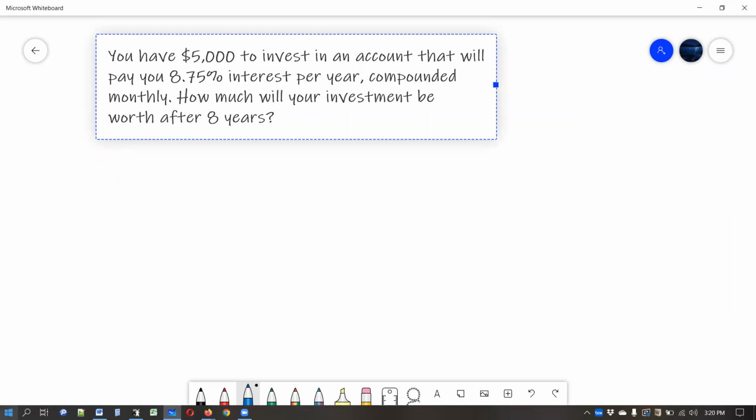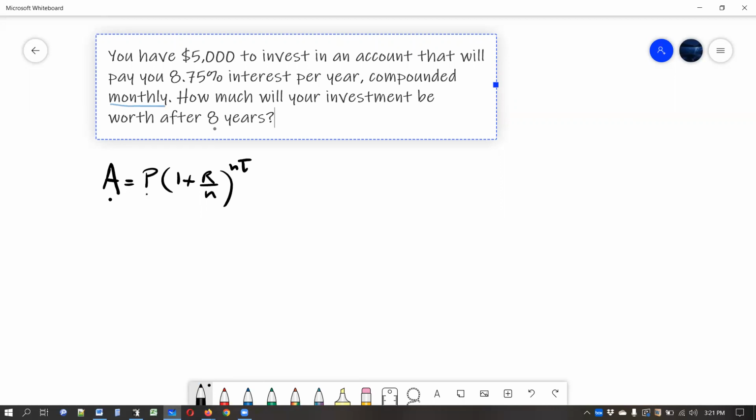You have 5,000 to invest in an account that will pay you 8.75% interest per year, compounded monthly. Because it does not say compounded continuously, I know I'm going to have to use this formula. This is the formula we have to use. And all I need to do now is make sure that I know each of the variables and how to find it. So how much will the investment be worth after 8 years? So I'm looking for A again.